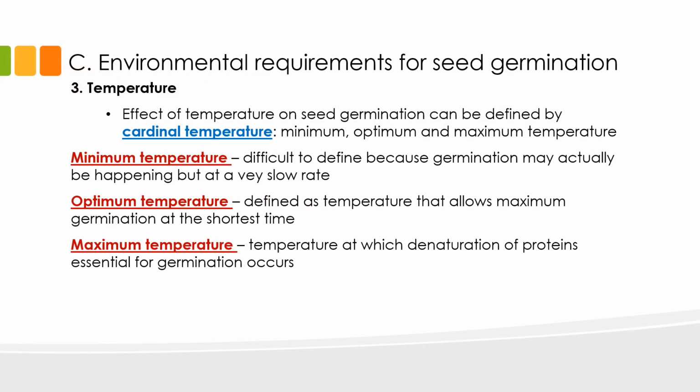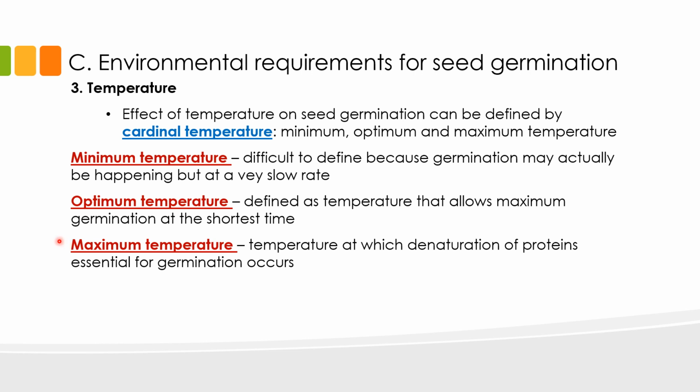Another critical requirement for seed germination is temperature, which is a measure of the degree or intensity of heat as expressed in degrees Celsius or degrees Fahrenheit. The effects of temperature on seed germination can be defined in the context of cardinal temperature. What is cardinal temperature? Cardinal temperature refers to the range of temperatures that define the limits of germination. These temperatures are classified as cardinal minimum, cardinal optimum, and cardinal maximum.